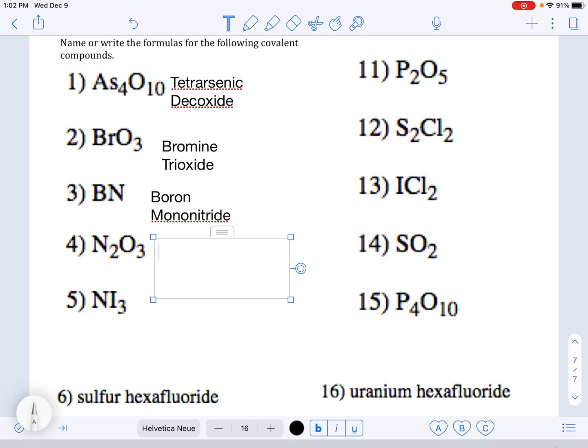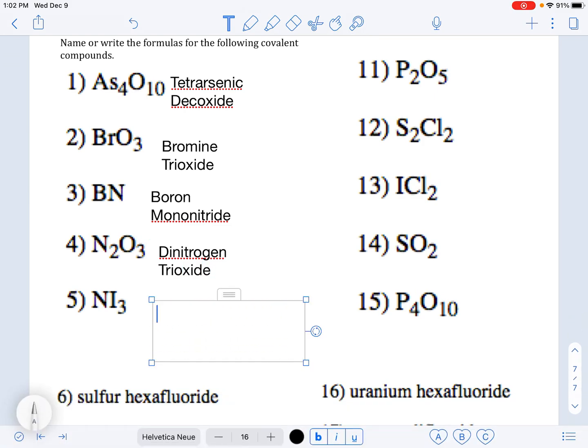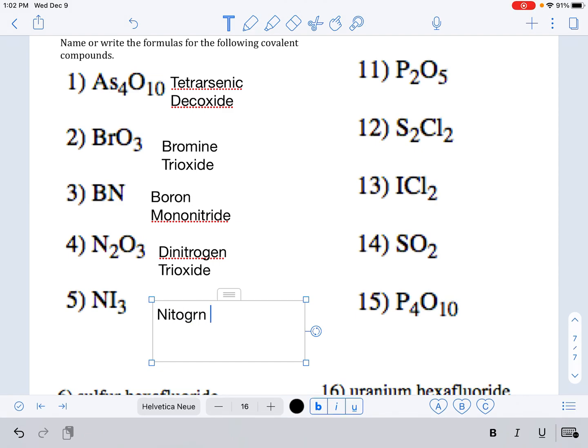Next, I have 2 nitrogens, it's dinitrogen, and then trioxide. Second one gets an IDE. Here I got 1 nitrogen, but it's not mono, it's nitrogen. Triiodide.